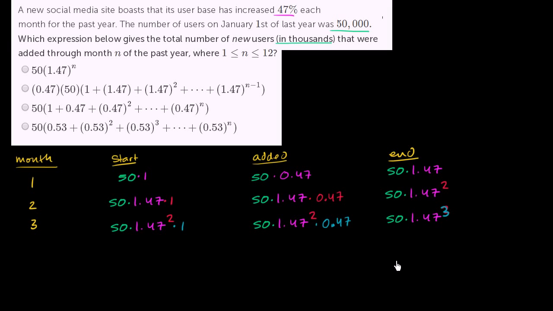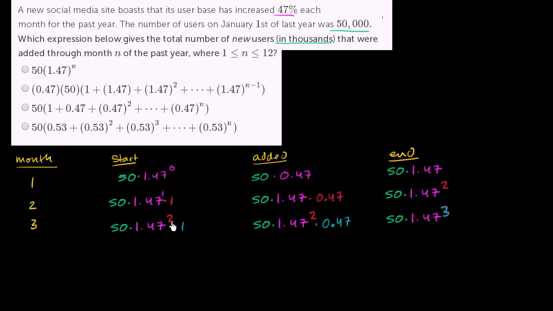So what's the pattern here? Well, in each month, we're going to be starting with 50 times 1.47 to a power 1 less than the month. In the third month, the power here is 2. In the second month, the power here is 1. In the first month, the power here, you don't see it, but you could view this as times 1.47 to the 0 power. So first month, 0 power. Second month, you have the first power.